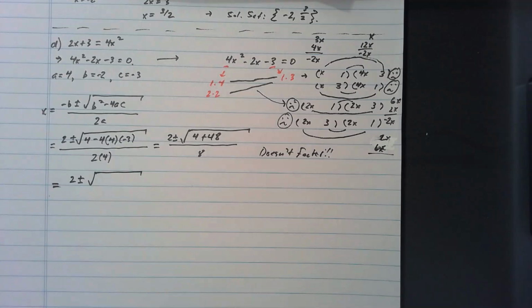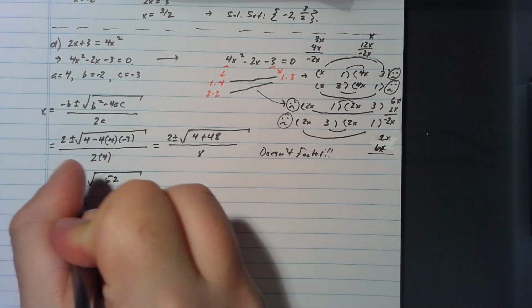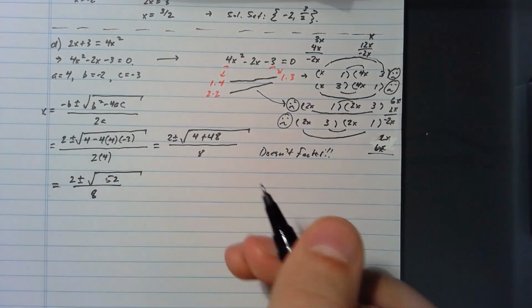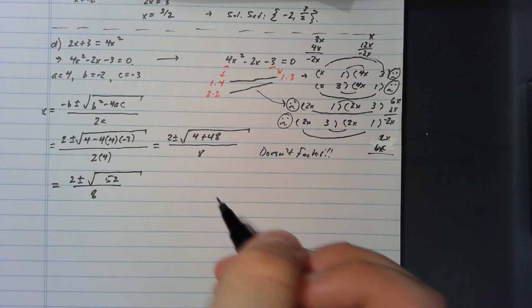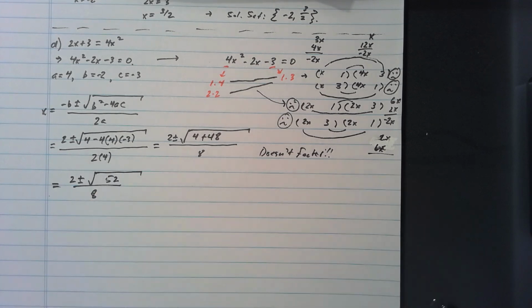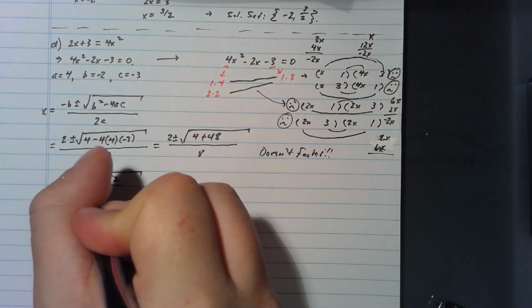4 plus 48 is 52, all over 8. So now the square root of 52. I want to see if I can simplify the square root of 52.